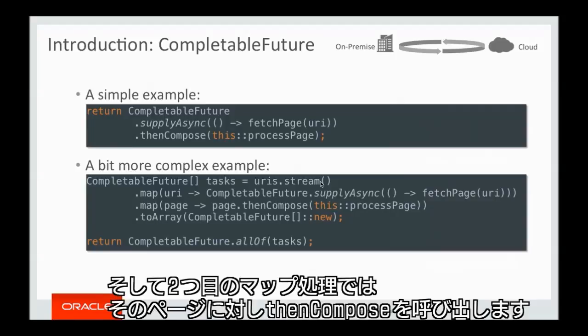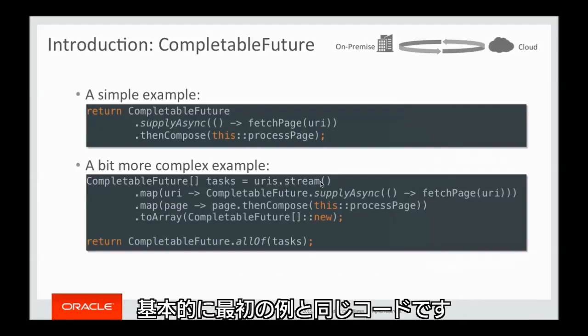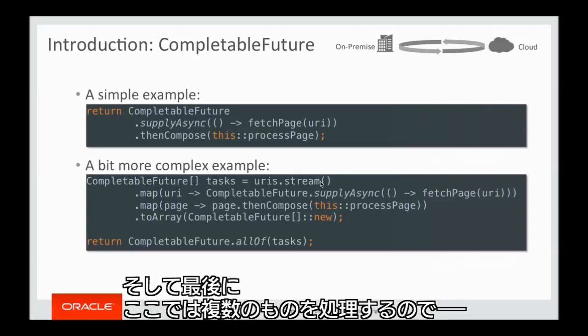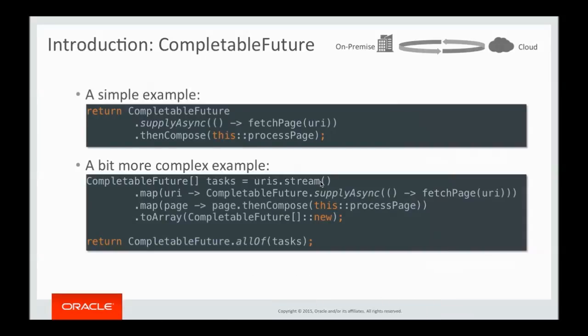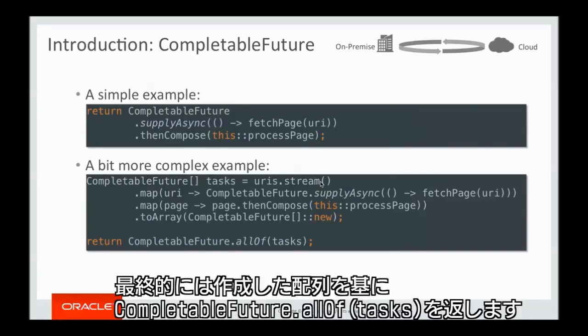And then in the second stage, we compose on that page future and call processPage on it. So it's exactly the same code that we have in the first example. And then finally, because we are now processing multiple things, we will have multiple processPage futures. And we convert those to an array using toArray with CompletableFuture::new. And then finally return CompletableFuture.allOf based on the array that we created.